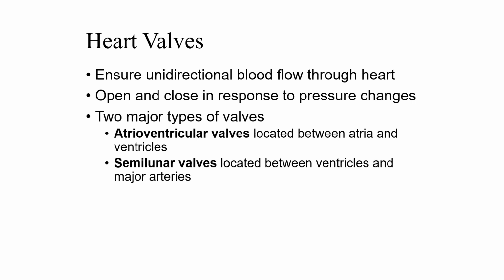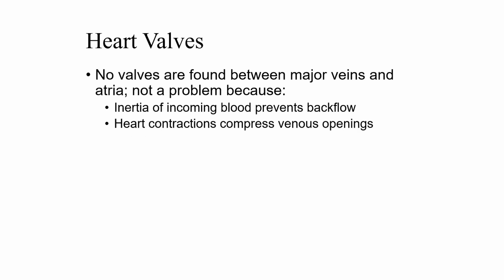The two major types of valves are atrioventricular valves, which are located between the atria and the ventricles, and the semilunar valves, which are located between the ventricles and the major arteries. It is important to notice that there are no valves present between the major veins and the atria, because the inertia of the incoming blood prevents the backflow, and also heart contractions compress the venous openings. So the problem of backflow is not present there.